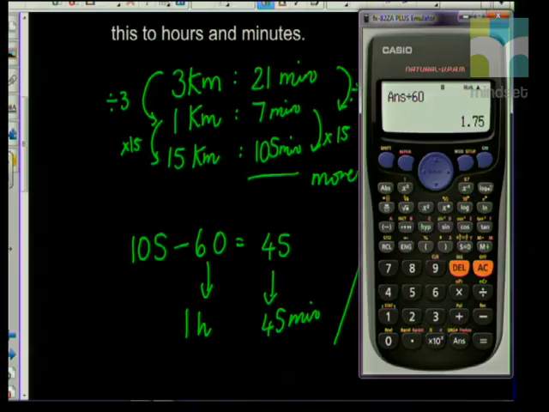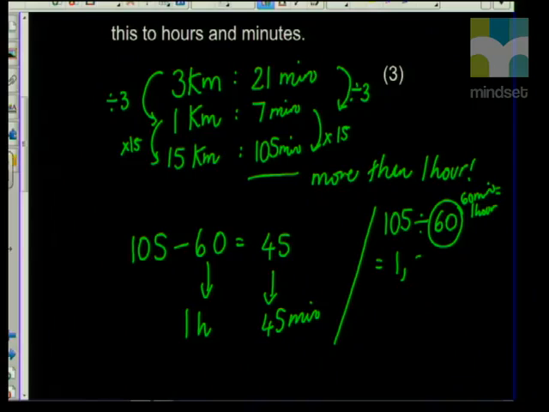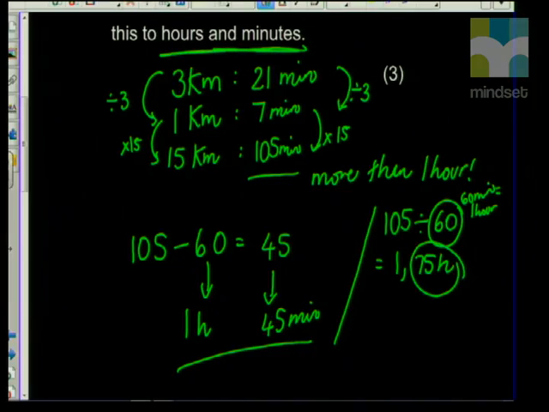And this gives me 1,75. Now please note, it's not the same as this answer. Reason being, remember the question that we did in question 1? This is 0,7 hours. So this is not in hours and minutes yet. We've still got to carry on. So I need to say, okay, this is going to be 1 hour and 0,75 hours. And remember, how did we convert this before? I need to times this by 60.